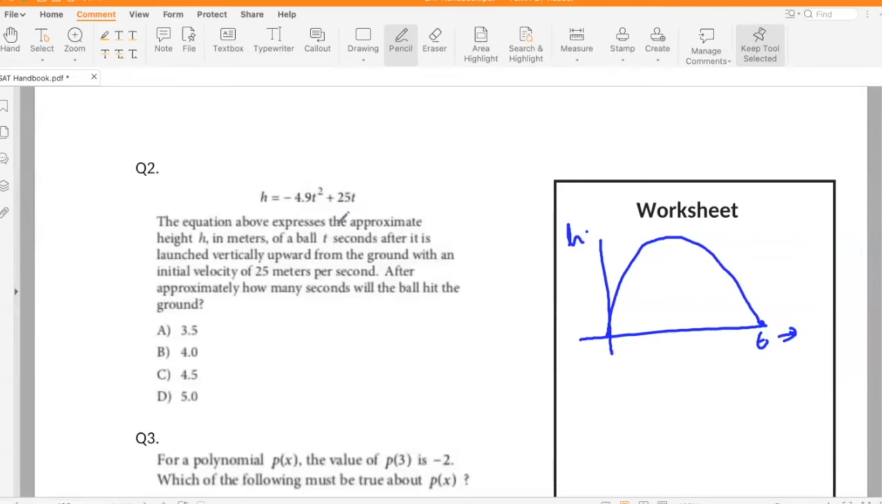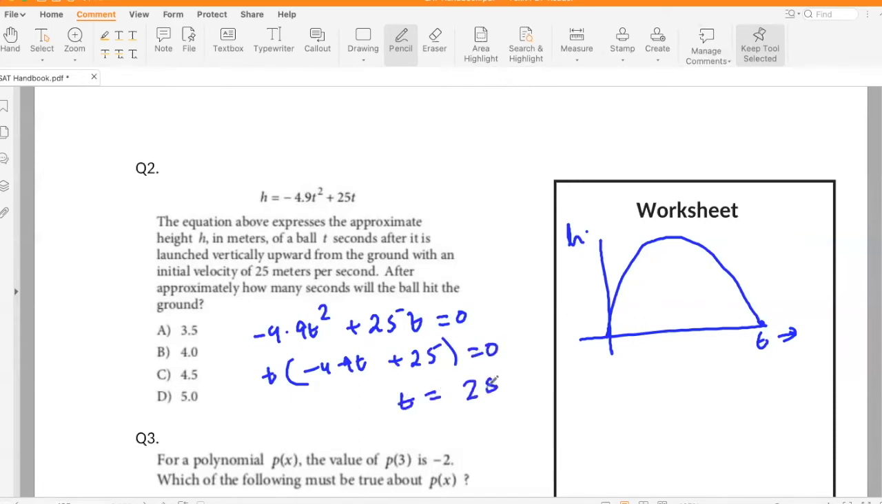So we can put h equal to 0. So minus 4.9 t squared plus 25 t is 0. So one value obviously is t is 0. And then minus 4.9 t plus 25. So t should be 25 by 4.9. So that will be very close to 5 because 4.9 is almost 5. So D.